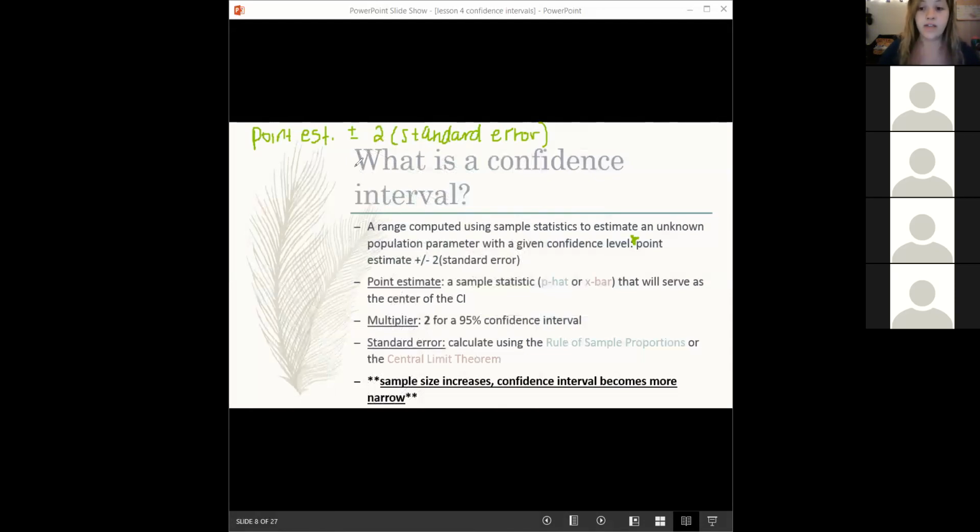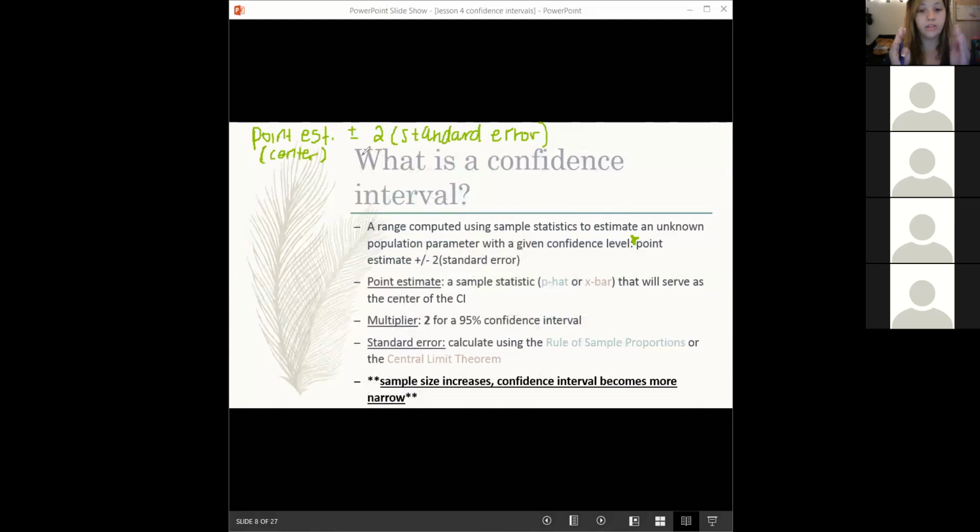Let's go over each part of this. Our point estimate is our sample statistic, so that's going to be our center. Remember, p hat is for our categorical variables, and x bar is our mean, our center for quantitative variables. So this is the center. And the whole point of the plus or minus is because we're trying to find a range. The plus gives you the high end of your range, and the minus gives you the low end. So that's why we do both of them.